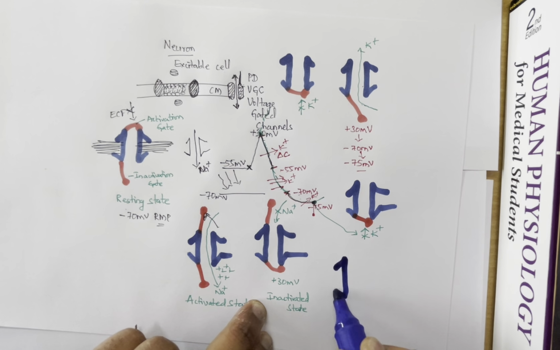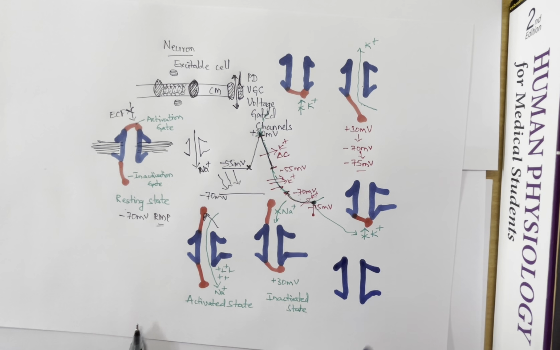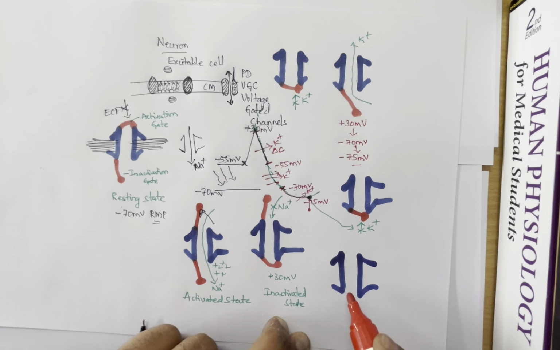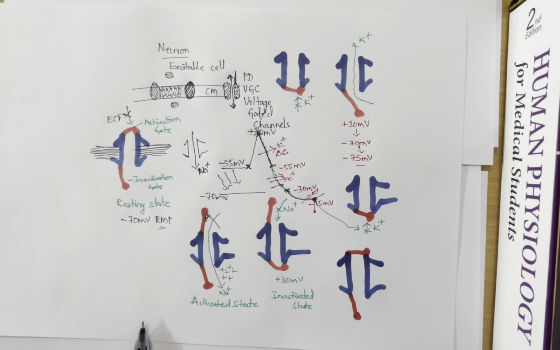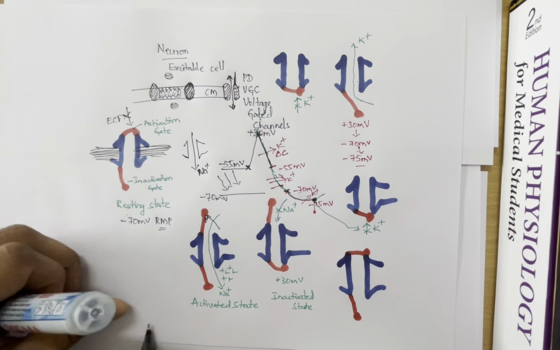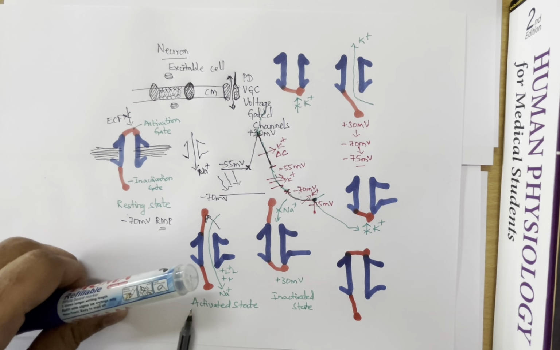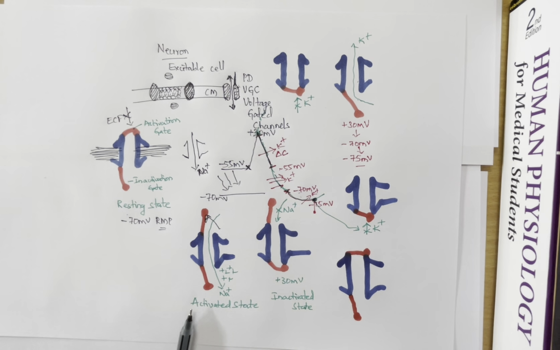The voltage gated sodium ion channels respond by returning back to their resting state. Resting state means the inside gate, that is the inactivation gate, slowly opens and the activation gate closes. So this is the resting state of the voltage gated sodium ion channels.